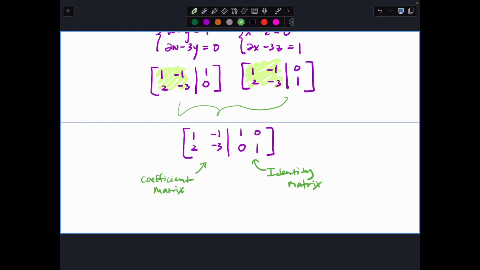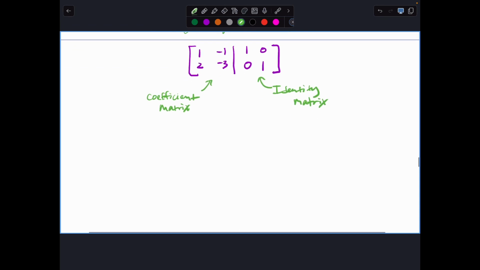Which really represents solving two systems simultaneously. We know how to solve a system in an augmented matrix using, what does your calculator do though? Gauss-Jordan elimination. But not on our calculator, we're going to do this by hand. So using Gauss-Jordan elimination, we can actually find what our inverse matrix is.